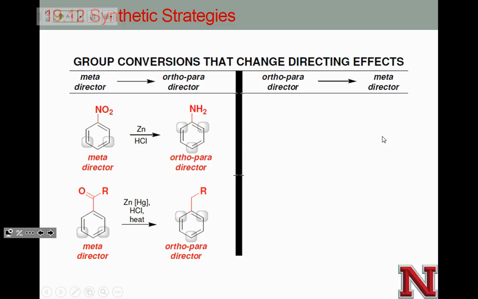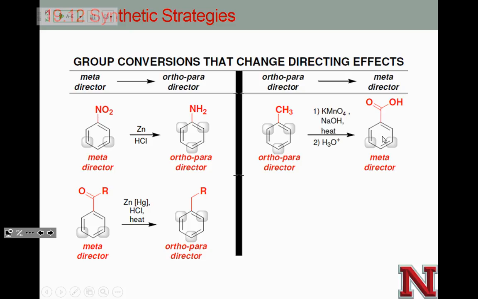Another example of that, if we are reducing our carbon-oxygen double bond to an R group, that goes from a meta-director to an ortho-para director. So depending on where our position of our other groups are, we might do the reduction before we add the other groups, or we might do it after.